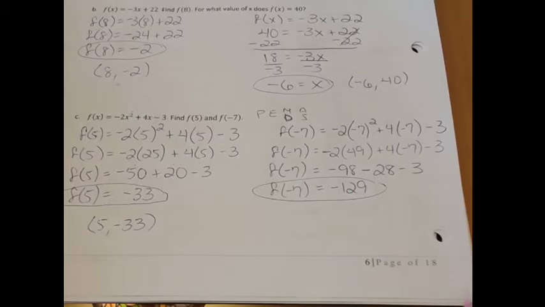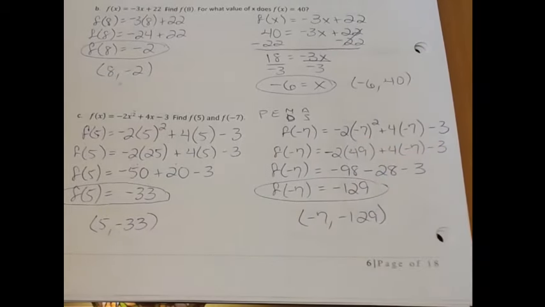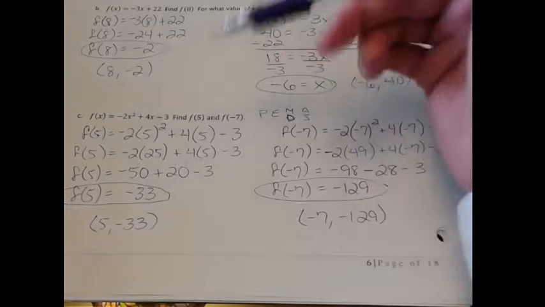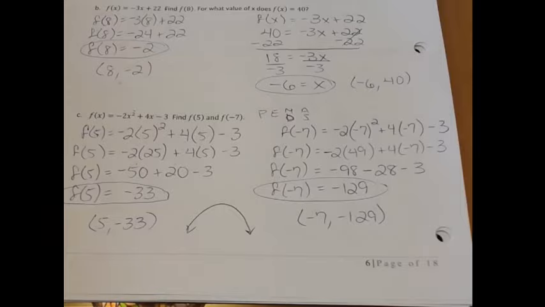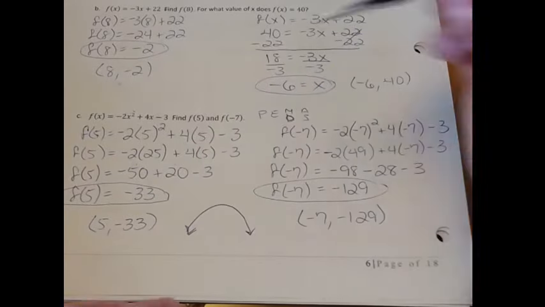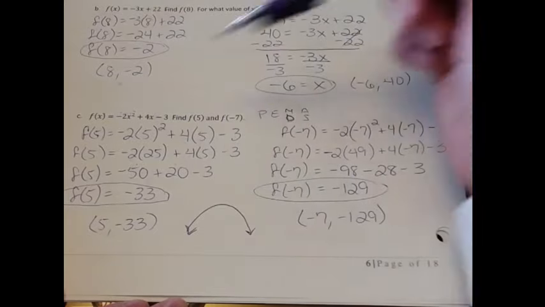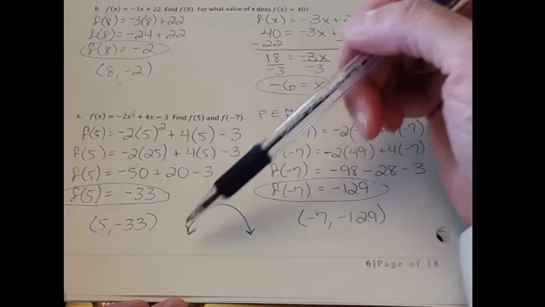Again, this implies that the point (-7, -129) is somewhere on that graph. It's somewhere on that parabola. Okay? And just for your reference, this parabola actually looks like that. It's an upside down U. That's because our leading term is negative, so it's concave downwards. If our leading term was positive, it would be concave upwards. It would be like a smile as opposed to a frown.